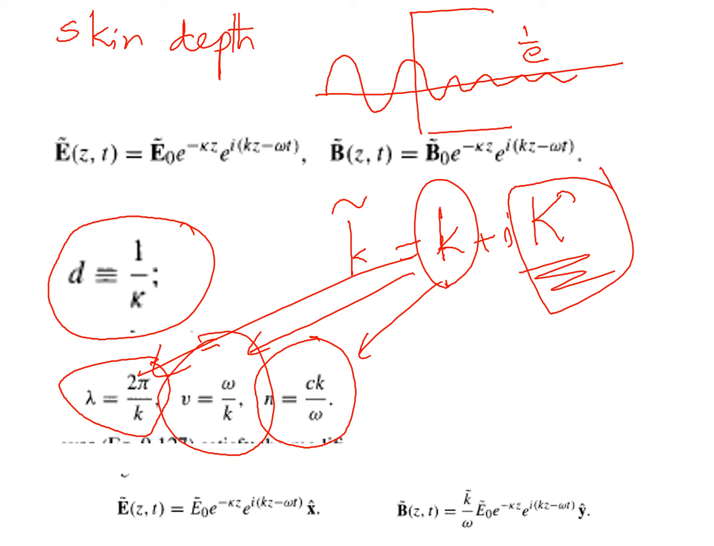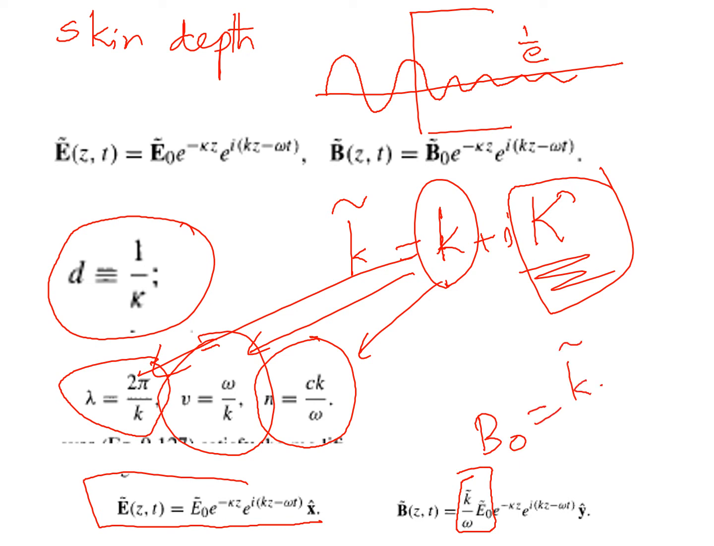As usual, we can write the electric field as E complex equal to E0 e to the power minus kappa z e to the power i (k z minus omega t), and B equal to, here you can see instead of B0, we can write as usual k complex divided by omega times E0, and the rest is the same, e to the power minus kappa z e to the power i (k z minus omega t).